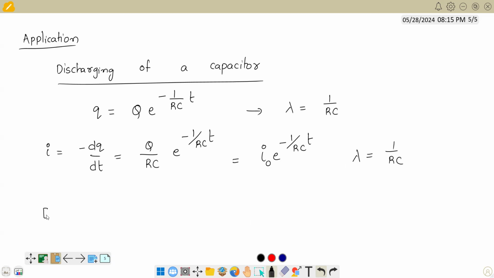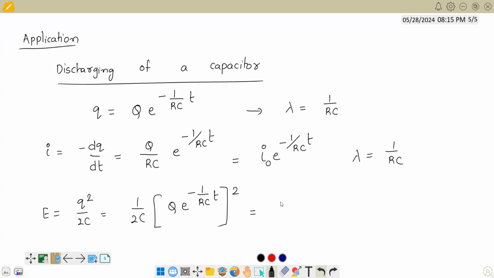But if I find energy during the discharging of a capacitor, for energy, the analysis would be q square by 2c. So I can write 1 by 2c into q square e power minus 1 by RC into T whole square, you will get minus 2 by RC into T. If you want, I'll do it again. So listen to this carefully. 1 by 2c, I'll do it step by step. Q into e power minus 1 by RC into T. Now we have to square it.